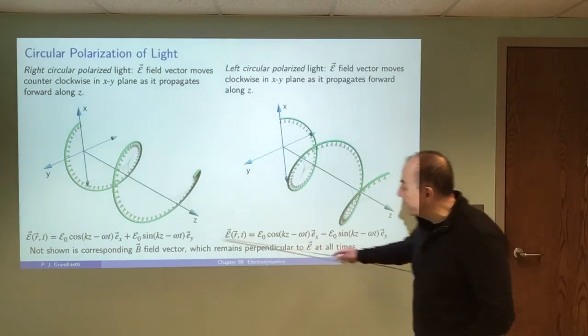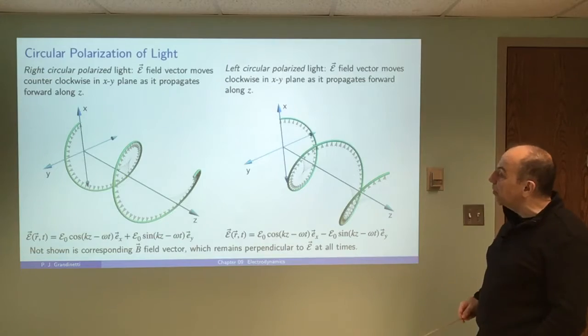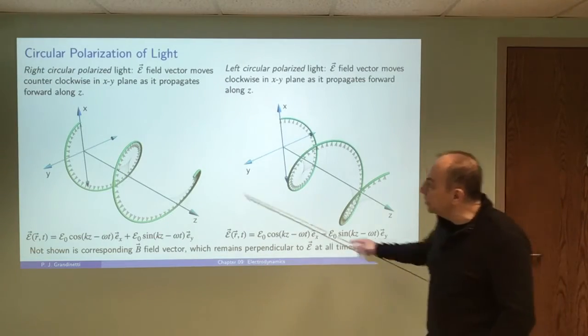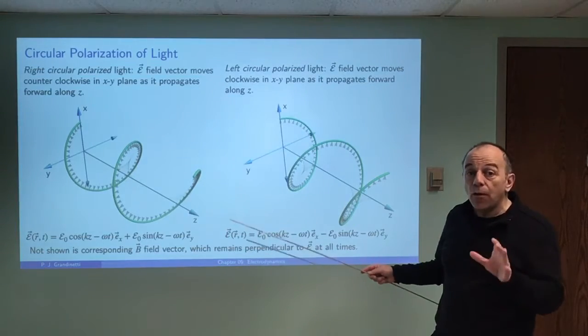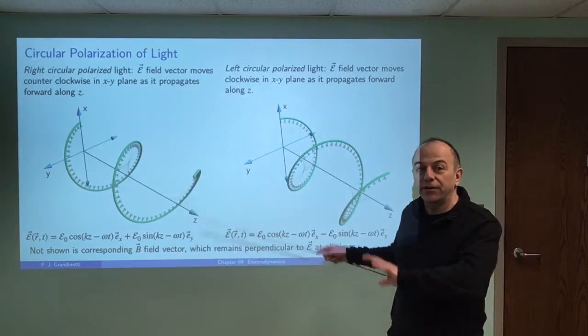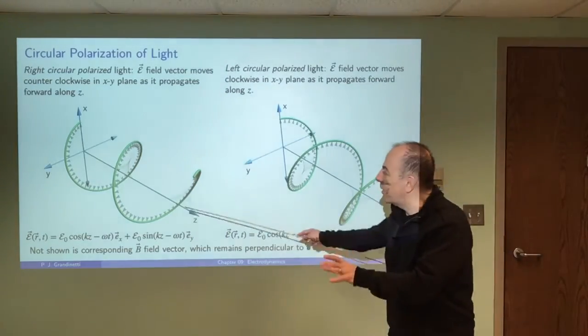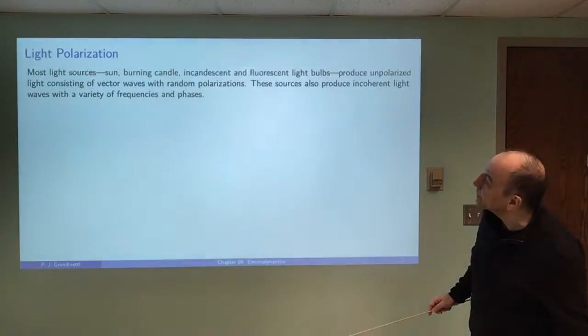The only difference between these two solutions, as you can see, is just this sign difference on the y component. Now, you'll realize that I've only shown you the E field, and of course in an electromagnetic wave there will always be a B field which will always be perpendicular to the E field at any point along the way, so I didn't bother to show those here just to simplify the picture.